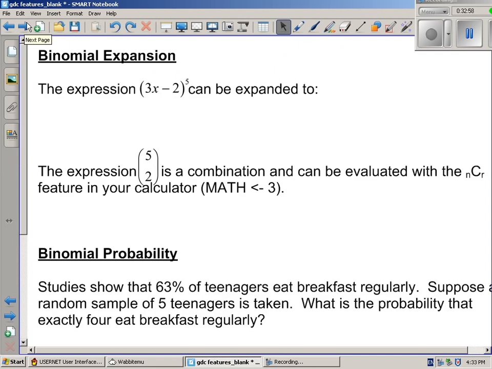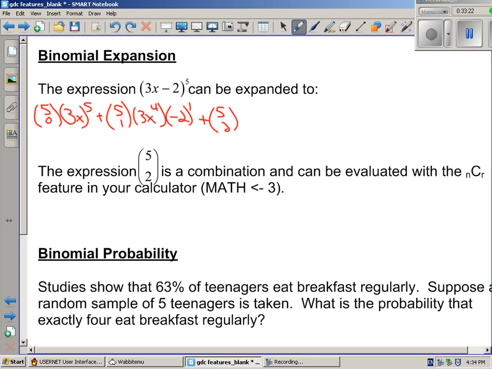Alright, the last couple of things we'll look at is binomial expansion and binomial probability. So we know that the expression 3x minus 2 to the fifth can be expanded as 5c0, 3x to the power of 5. And then the next term is going to be a 5c1, 3x to the power of 4, negative 2 to the power of 1. Then a 5c2. I'm sorry, that should have been a 3x to the 4 outside of the brackets. Now we have 3x to the 3, negative 2 to the power of 2.